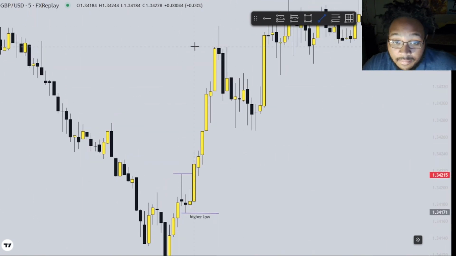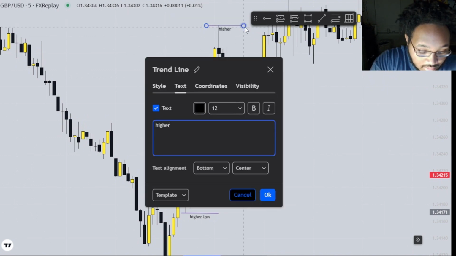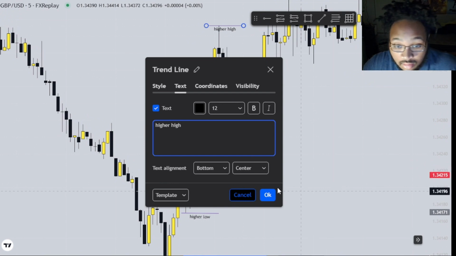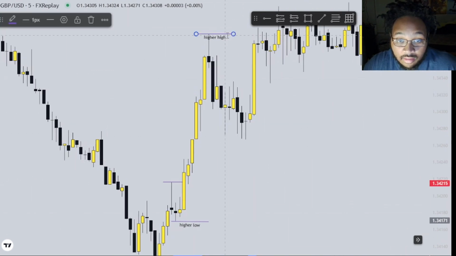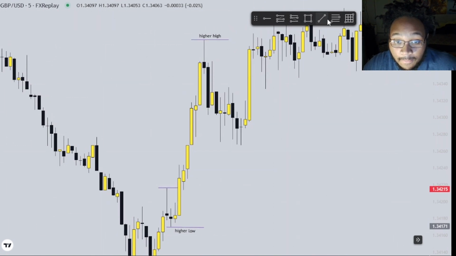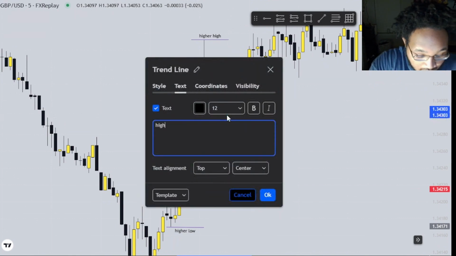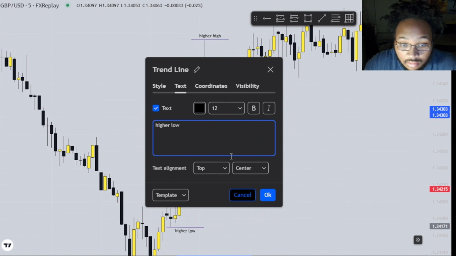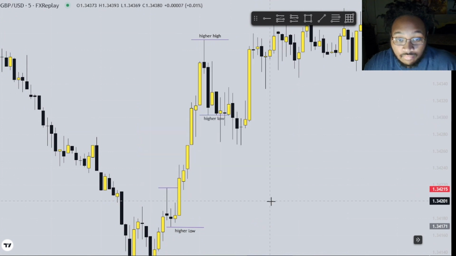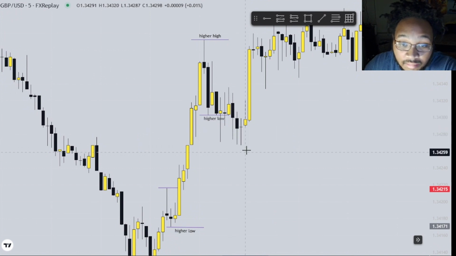So then right here, this will be our higher high. Let's see. That'll be our higher high. Let's move this top. There we go. And you go right here. That is our higher low. And as y'all can see, it eventually gets broken.